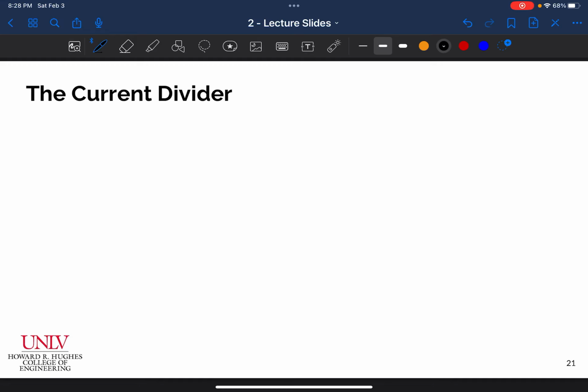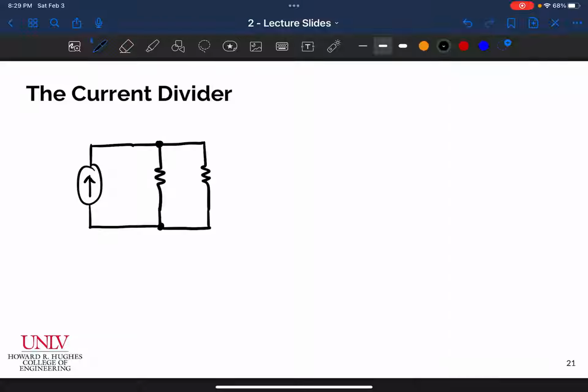All right, so we're now going to go ahead and derive the current divider equation so that anytime you see a circuit in this configuration, you can go ahead and use it. This one's a lot less common than the voltage divider, but it's necessary to cover just because it's so similar, and it'll probably show up somewhere, and then you'll be happy that you learned it.